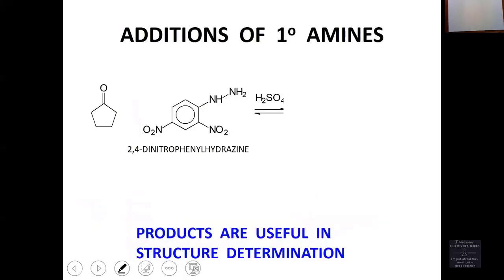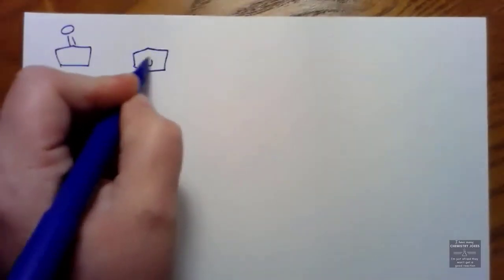Well, let's start in on a mechanism. Aldehydes and ketones reacting with amines. What kind of amines? Primary amines. Let's do it. Starting in on aldehydes and ketones reacting with amines.